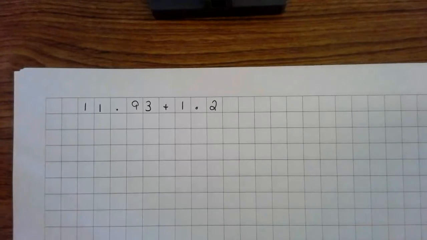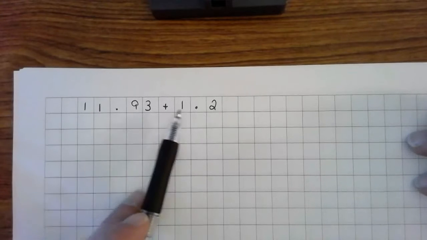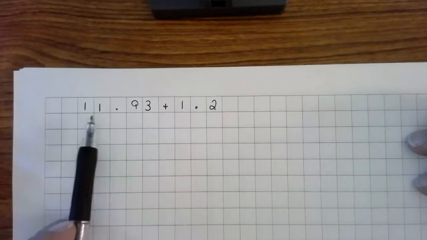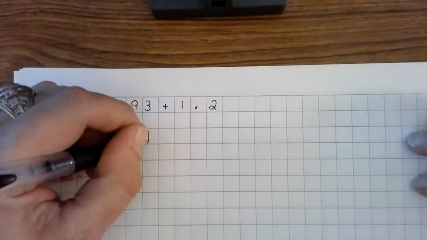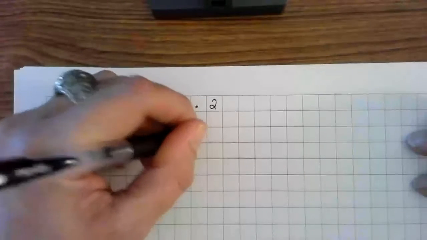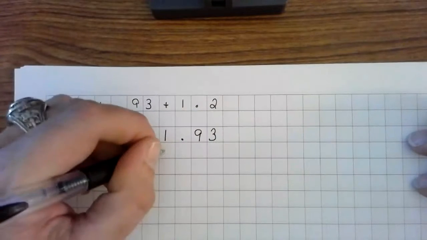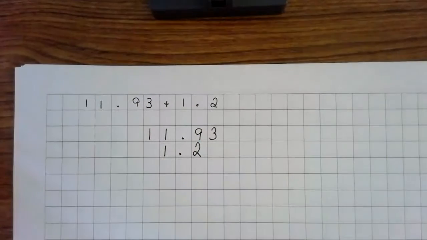The first thing I want you to know is that when we add, subtract, compare, and order decimals, we have to always line up the decimal. So I'm going to look at first the whole number. Which whole number is bigger, 11 or 1? 11's bigger, so I'll put the 11 on top. Then I will line up the decimals.